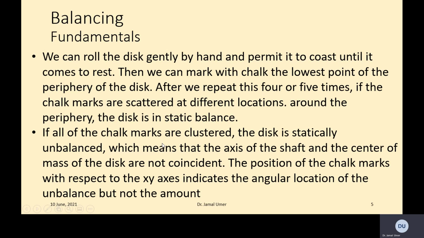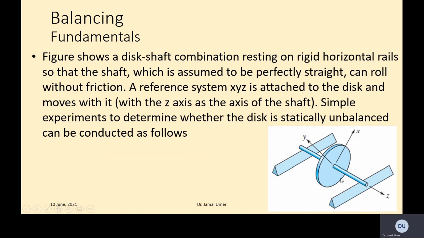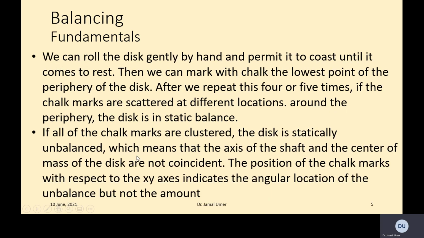If all of the chalk marks are clustered at some point rather than scattered around the periphery, what does it mean? It means that the axis of the shaft and the center of mass of the disk are not coincident. The position of the chalk marks with respect to the XY axes indicates the angular location of the unbalance but not the amount. So where the clustered chalk marks are, that will be the point which is unbalanced.